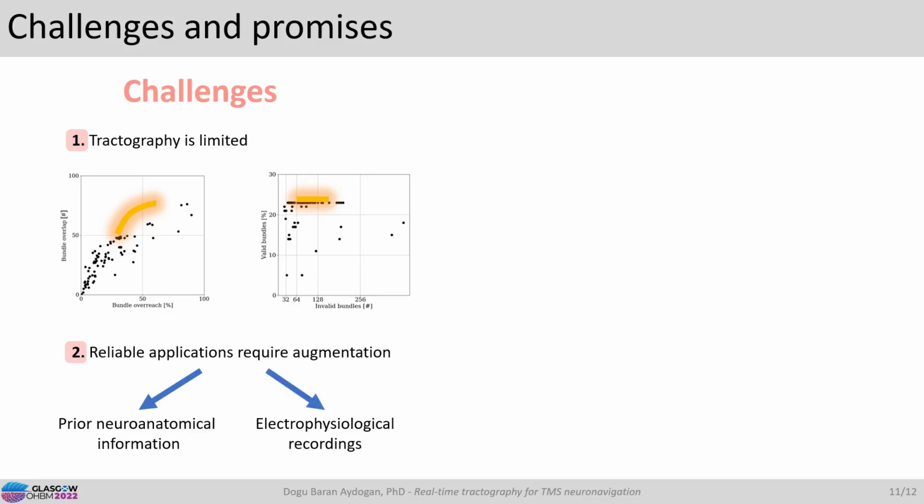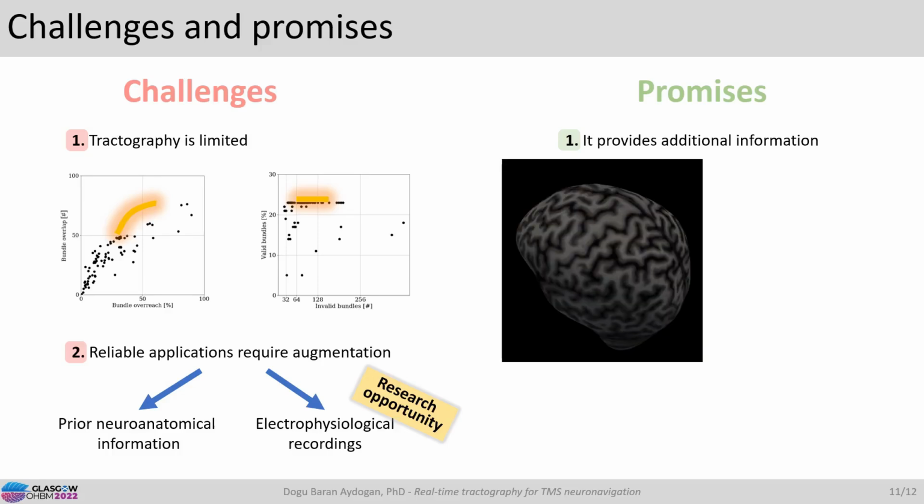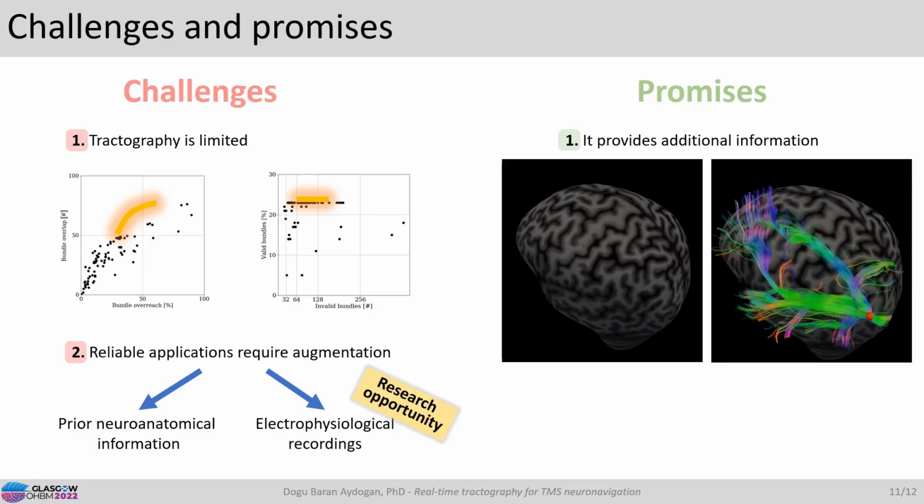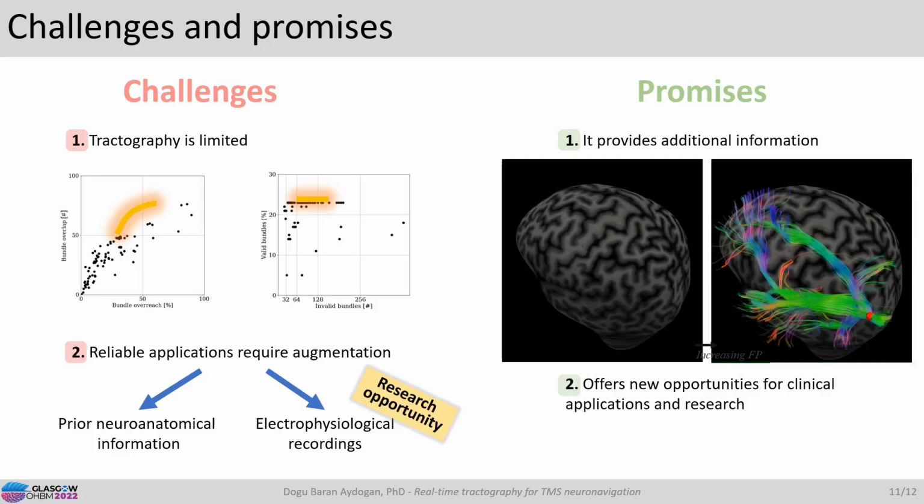Another approach is to use electrophysiological recordings. TMS-EEG in this respect is an excellent approach that creates a synergy with real-time tractography, which actually opens up new research opportunities. Real-time connectivity information is new. It provides additional information. So we used to look at these when doing neuronavigation. Now we are looking at these. Of course, once you start looking at a neuronavigation interface with real-time tractography, believe me, you will not want to go back. Of course, this also offers new opportunities for both clinical applications and brain research.